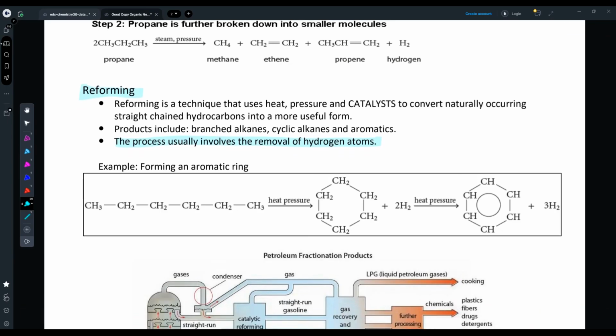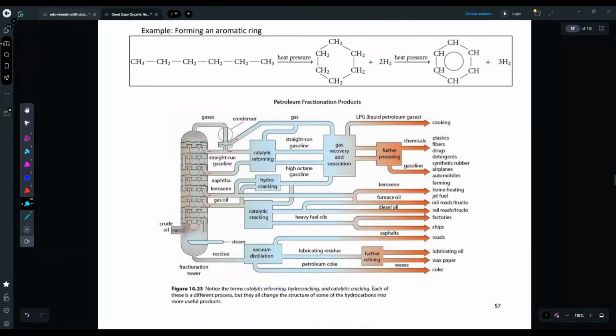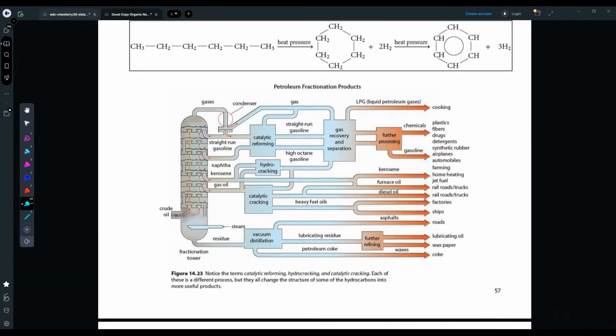So essentially what reforming is you're just taking a hydrocarbon and you're just making it into a more useful form, whether that's going from a straight chain into a ring or a straight chain into a branched alkane. Okay, this picture down below kind of tells you a little bit more about the process of what happens to fractional distillation products as they get further refined.